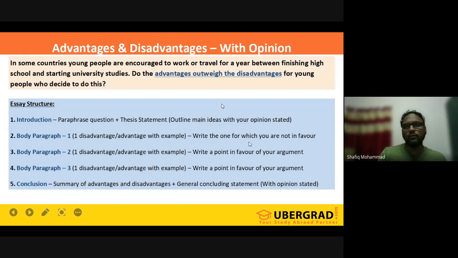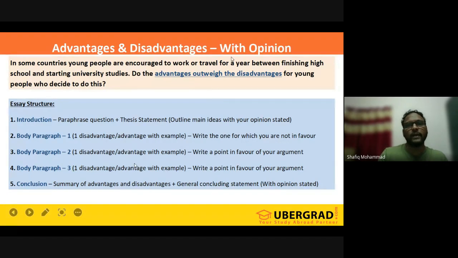So write one which you are not in favor of. For example, if you're in favor of advantages, first you'll write the disadvantage. The first body paragraph will be the disadvantage. For example, you are supporting advantages: there are more advantages according to me than the drawbacks. Then you write the drawbacks first in body paragraph 1, and in body paragraph 2, you'll be writing advantages. Got it? So this is the only change in it.